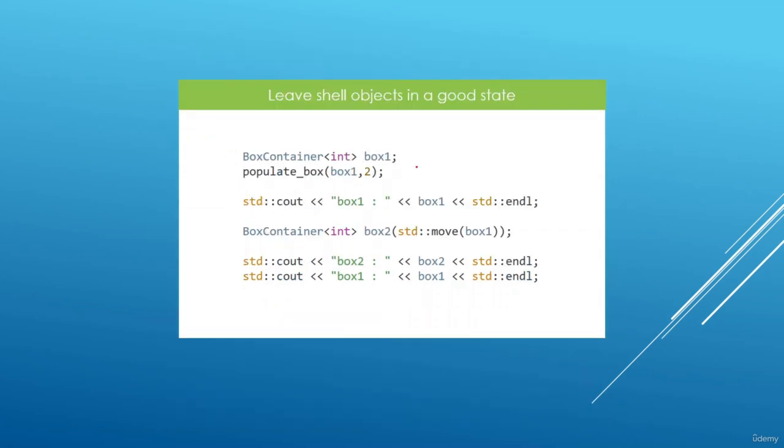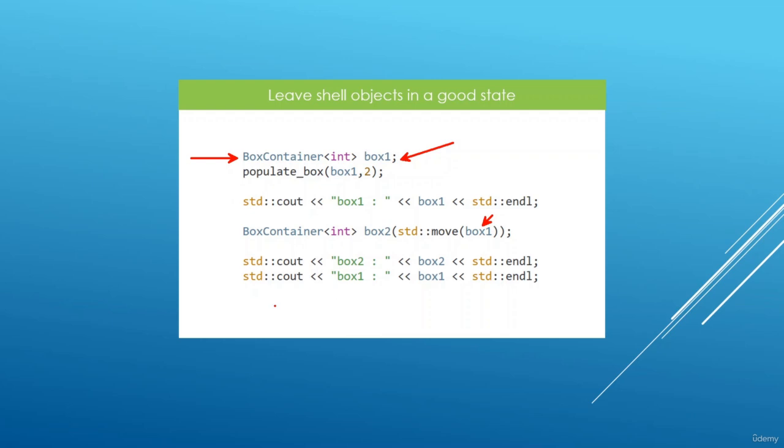We also had a chance to stress that you should really try your best and leave objects you steal from in a good state so that they don't become confusing to other programmers working on your code, or even confusing to yourself at a later time when you come back and work on your code base. So a good practice is to reset the pointers in the object you steal from. So in our move constructor and move assignment operators, we made sure we invalidate the pointers in source. So after we steal from this box container object, the pointer in box 1 is going to be reset to null. And that's going to be really good.